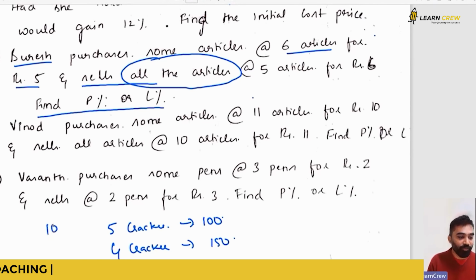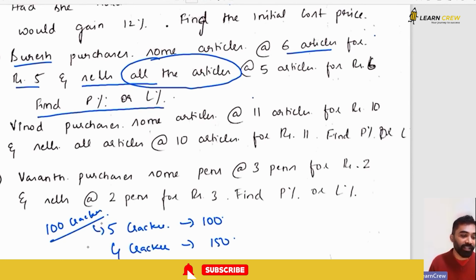I'm going to buy a total of 100 cracker boxes. Those 100 cracker boxes are costing me around 5 cracker boxes at 100 rupees each, and I'm going to sell 4 cracker boxes at 150 each.